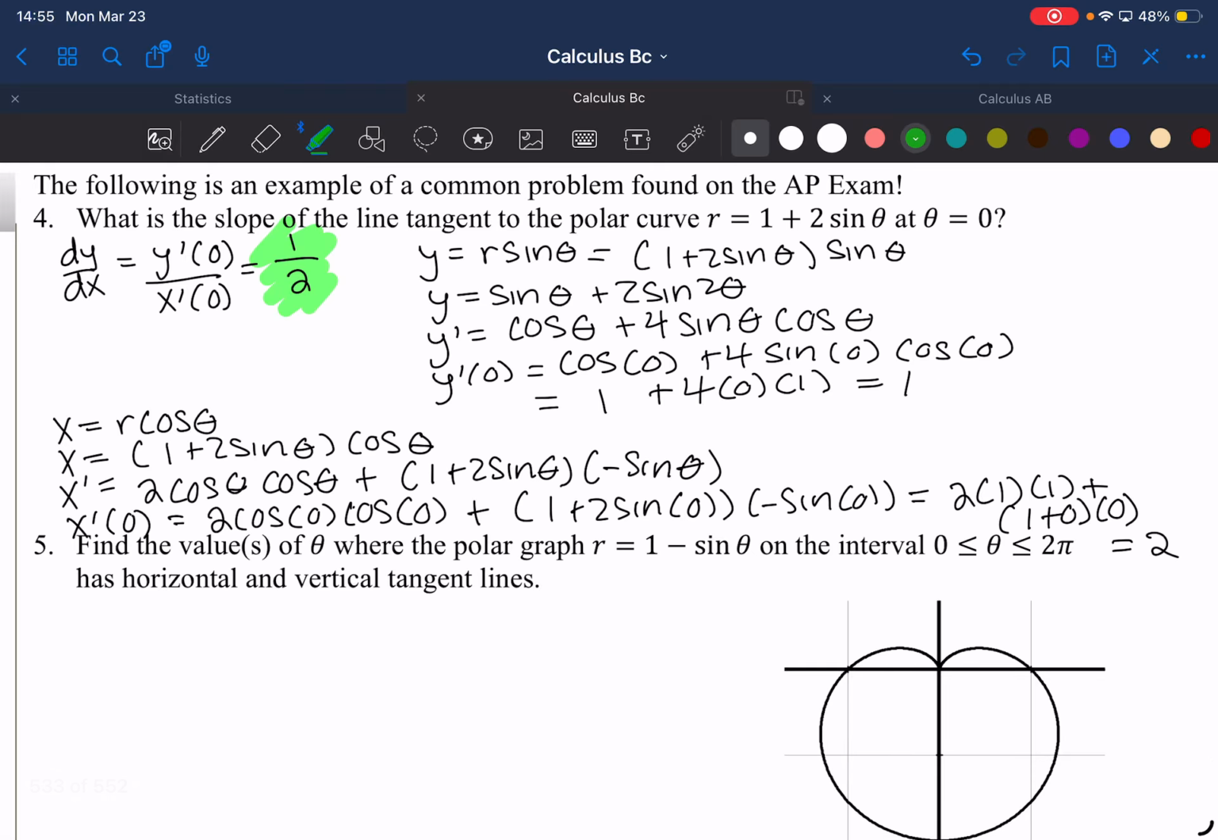Okay, so since we are dealing with polar functions, we are always going to have some trig function in this, sine or cosine. So as long as you can remember to take your derivatives properly with those trig functions and to remember the product rule, it shouldn't be too bad. Any questions on 4?